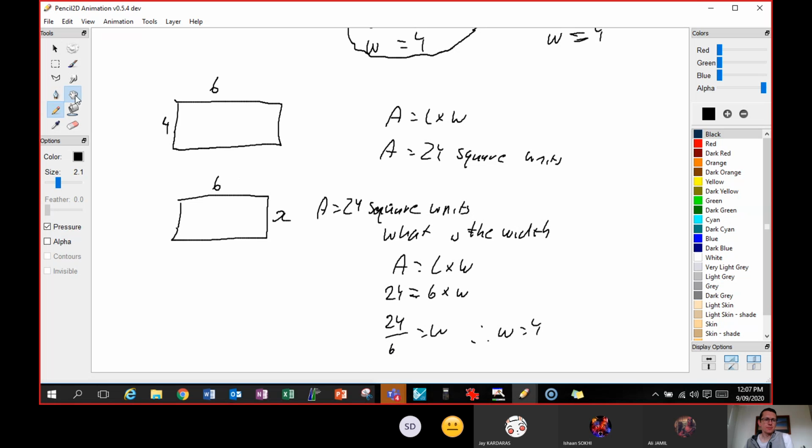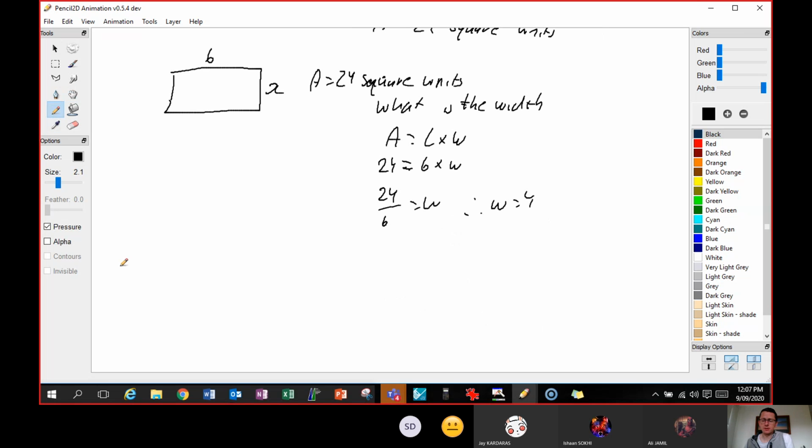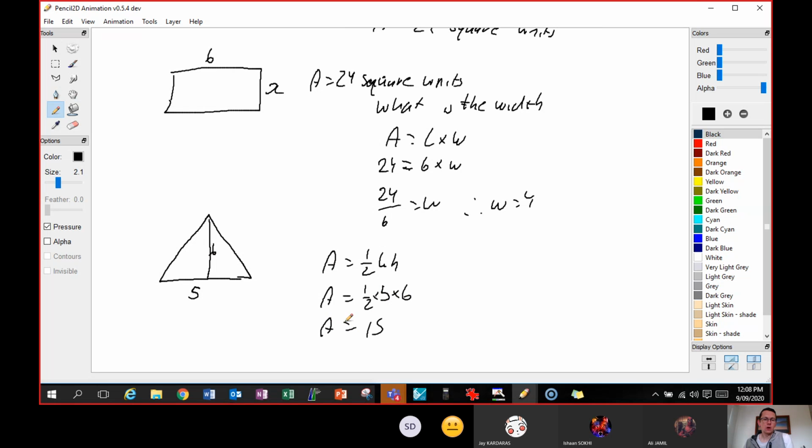So that's where we work with it. So you can use this for a lot of things. For example, if you've got a triangle with a base of 5 and the height of it is, say, 6, what's the area of that? Well, the area is half base times height, if you recall. So the area equals half times 5 times 6. So the area for this is 15.